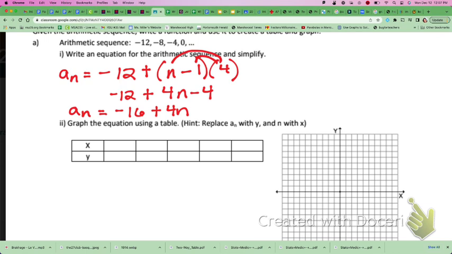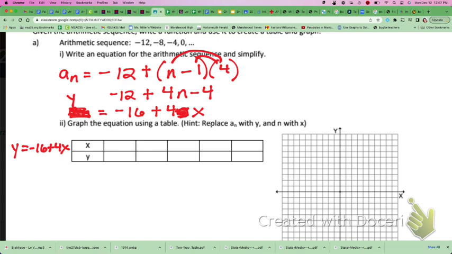Out of a sub n and n, which one represents the x? Which one's the independent variable? The a sub n or the n? N. Perfect. So let's cross that off and turn that into an x, which would then make a sub n a sub x or just y, since they have y down here. Either works. So y equals negative 16 plus 4x.